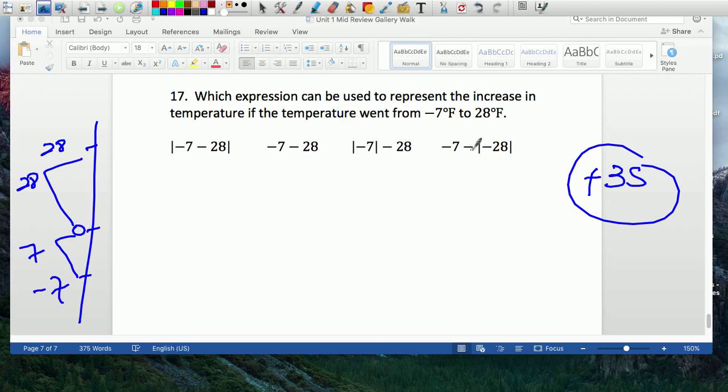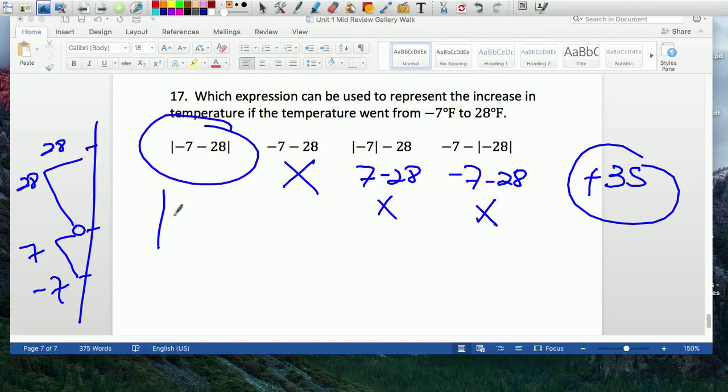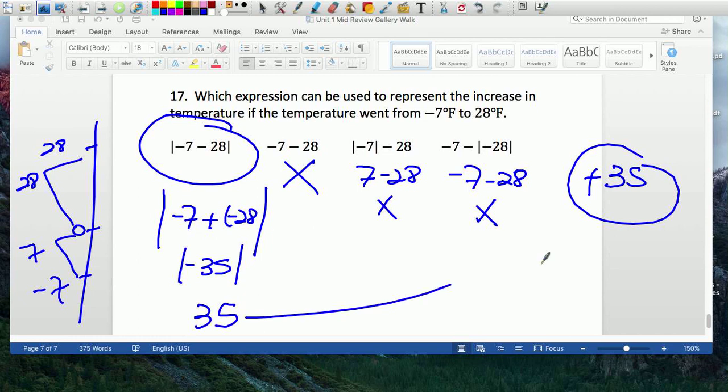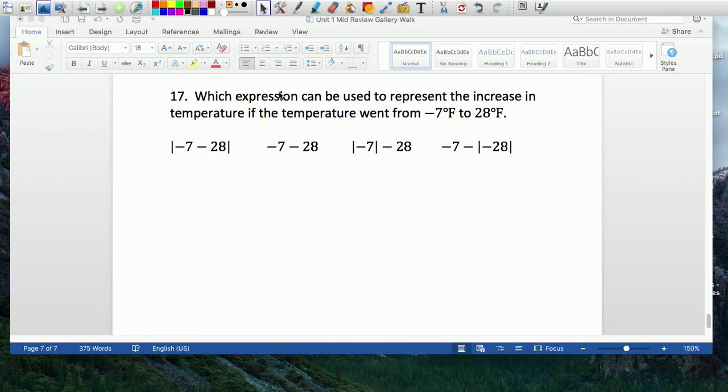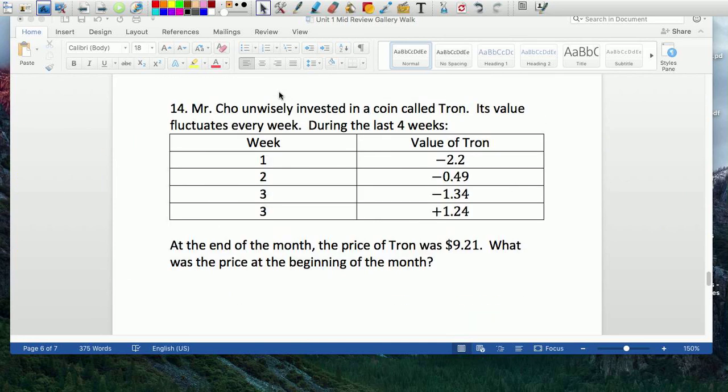Which of these expressions gives me positive 35? Well, definitely not this one. Absolute value negative 77 minus 28. Definitely not this one. Negative 7 minus the absolute value of 28, which is 28. That's the only one that's possible is here. Let's prove it. Negative 7 plus negative 28. I'm changing to an addition problem. Negative 7 plus negative 28 is negative 35, which I take as absolute value gives me 35, and that matches that. And that's it. Now let me go back to this one.